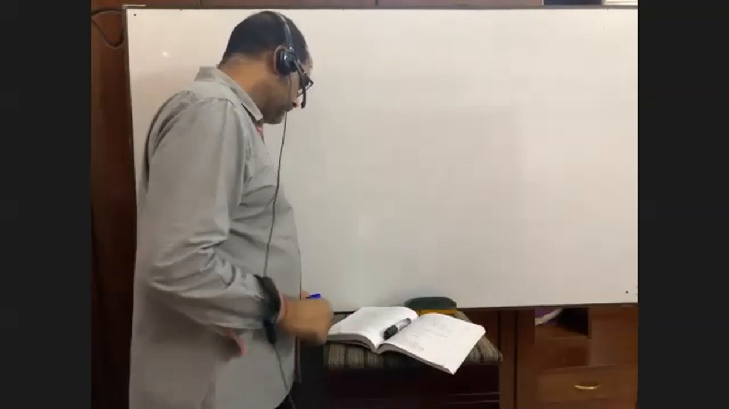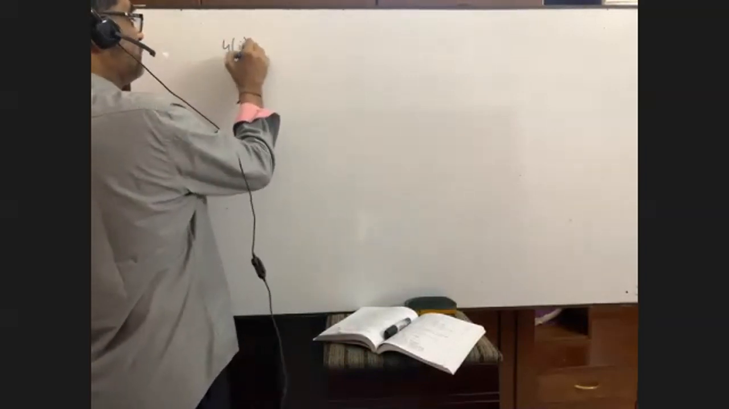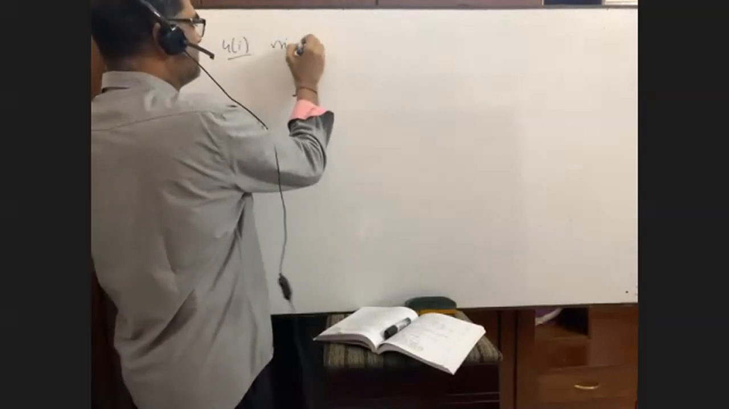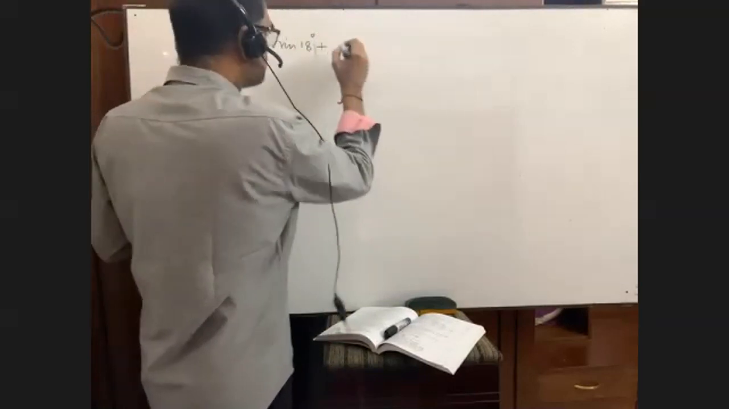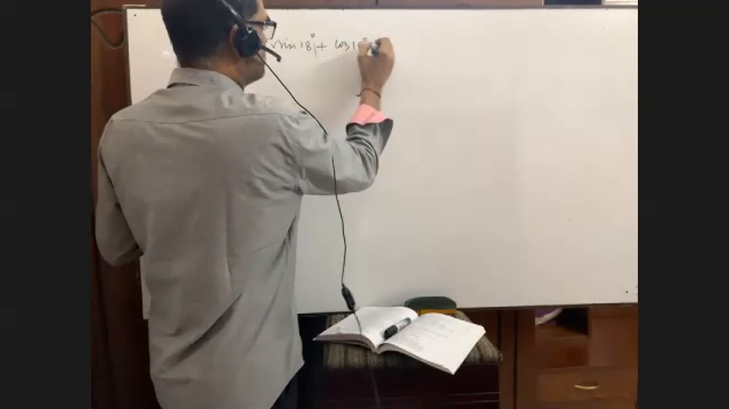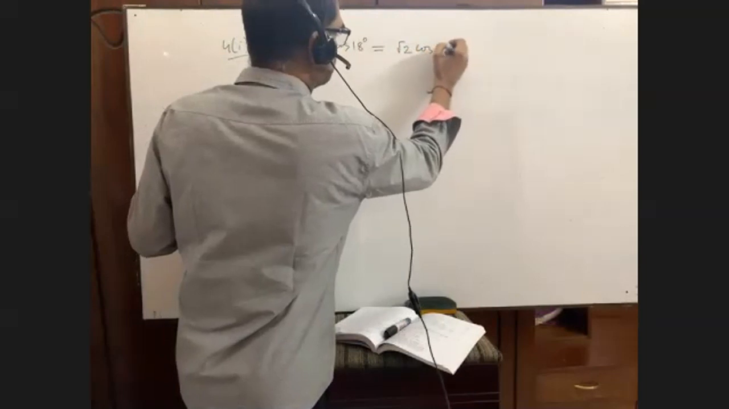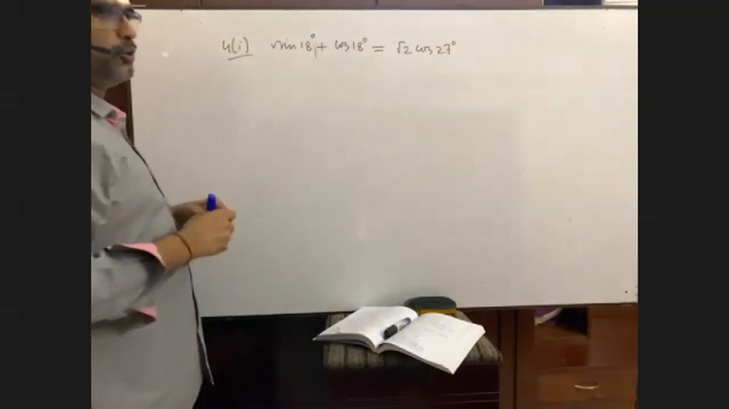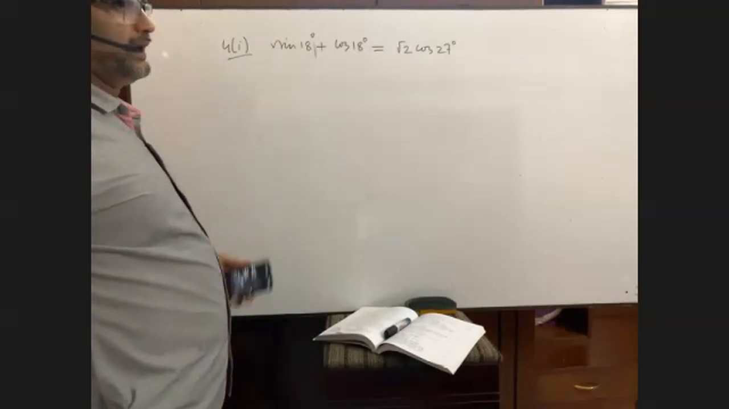Now I am going to question number 4.1. Sorry, that question was 3.1.2. Okay, it is 4.1. You have to prove that sine 18 degree plus cos 18 degree is equal to root over 2 cos 27 degree. I will do this math in two ways, okay? So dear students, please pay attention. This math is to be done in two different ways.